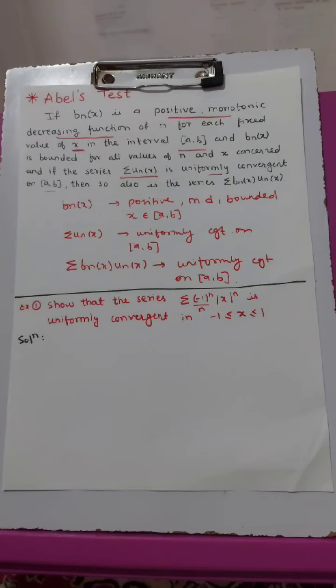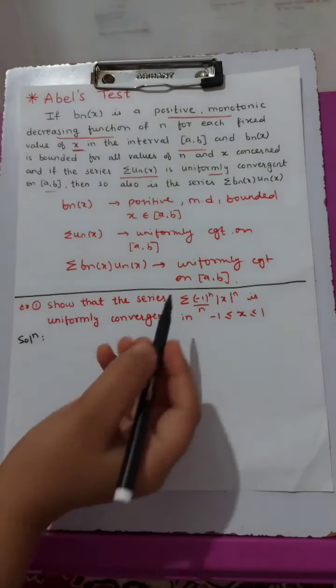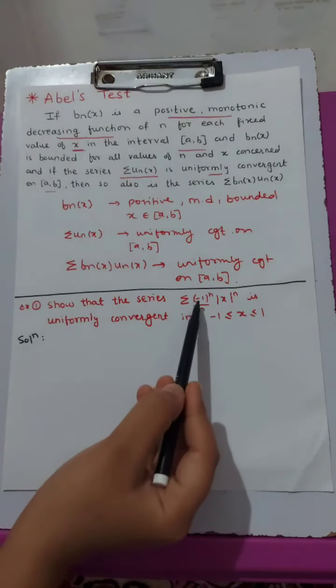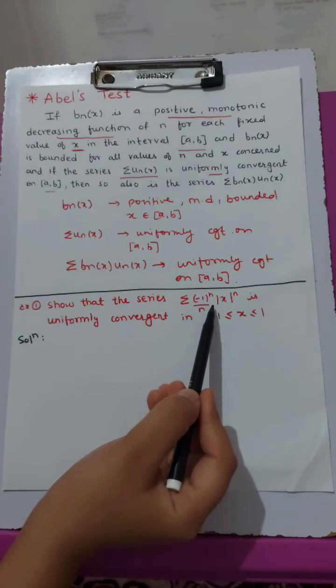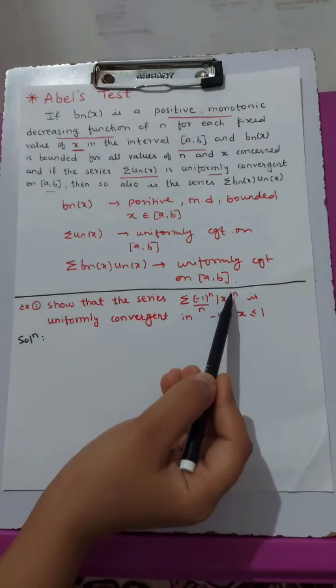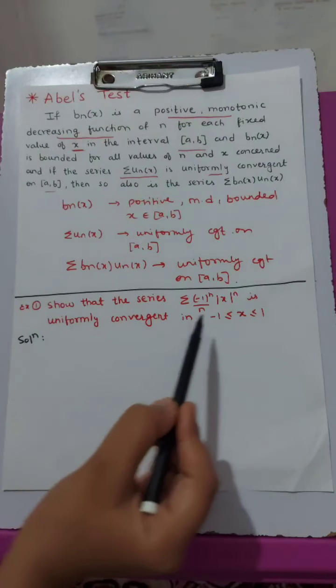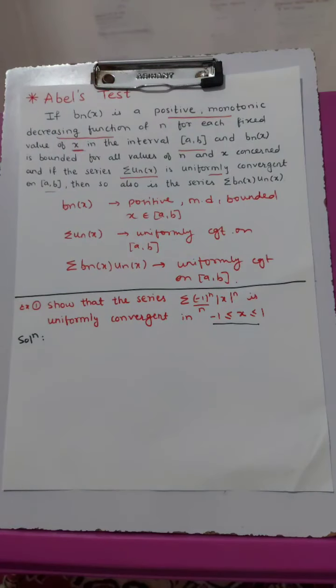Further we will see some examples concerning Abel's test. So the first example on Abel's test is: we have to show that the series summation (-1) to the power n upon n multiplied by mod of x to the power n is uniformly convergent in the interval -1 < x < 1.